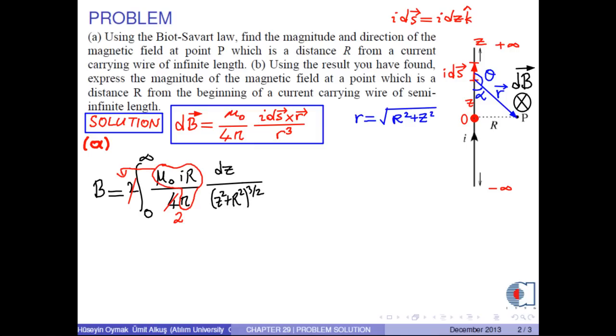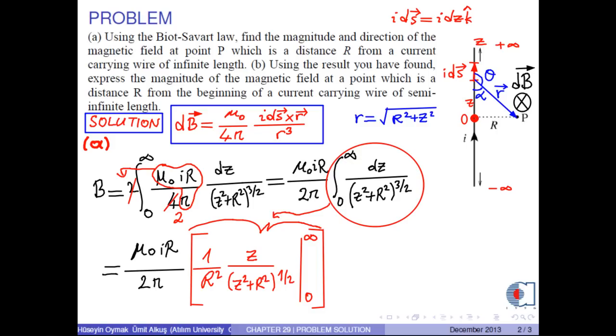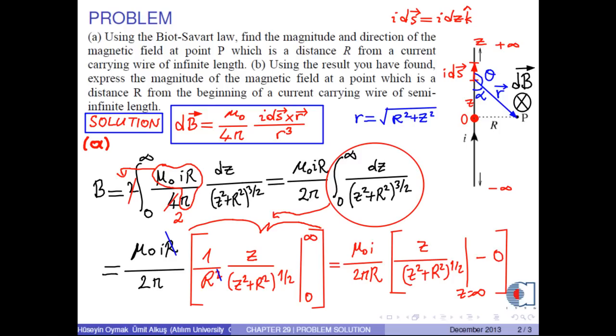mu0, I, R and pi are constants, and they can be taken outside the integral sign. From the integral table, the integral is 1 over R squared times z over (z squared plus R squared) to the power 1 over 2 with the integral limits 0 and infinity. R squared is simplified by R to obtain mu0 times I over 2 pi R times z over (z squared plus R squared) to the power 1 over 2, where z is infinity, minus 0. Because R is constant and small compared with z, the first term becomes z over z, which is 1. Finally, the magnetic field is found by the formula mu0 times I over 2 pi R.